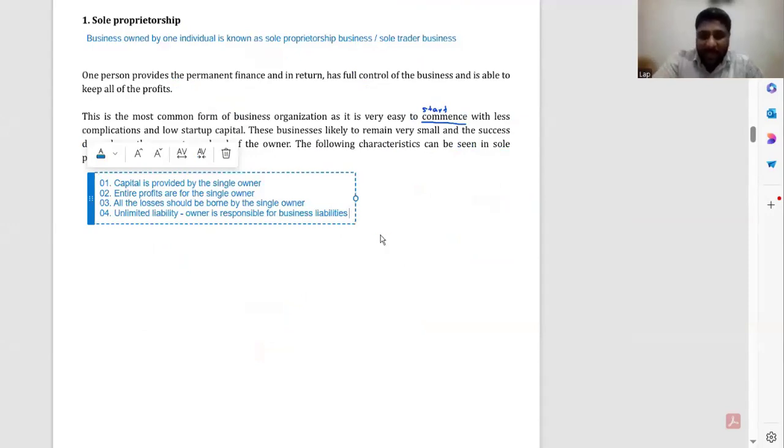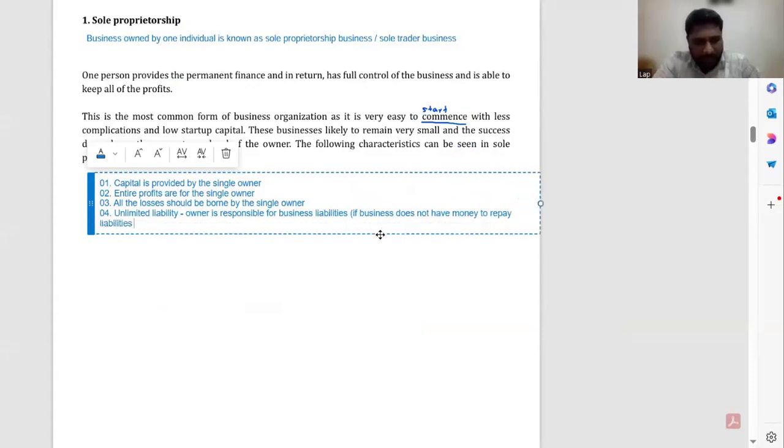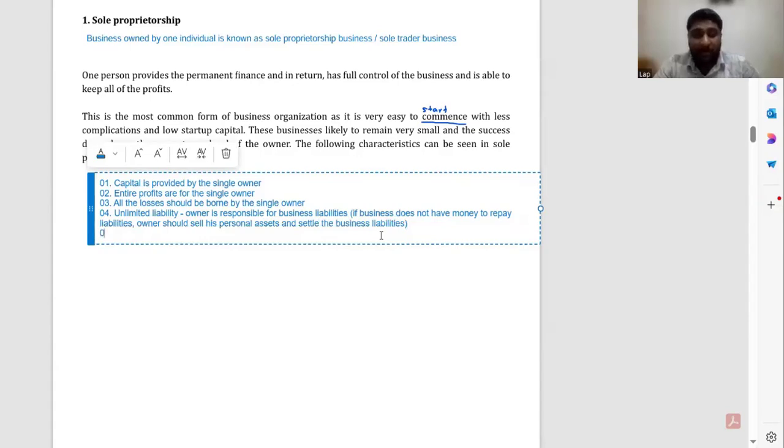For that one, you can write down, people: if the business does not have money to repay liabilities, the owner should sell his personal assets and settle the business liabilities. That is the meaning of unlimited liability.